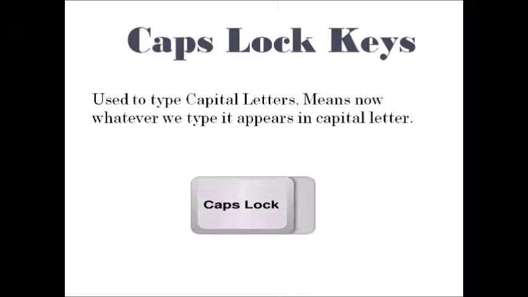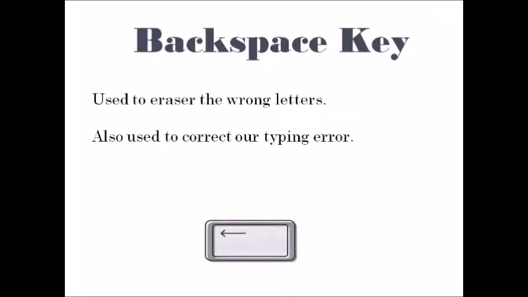Next is the caps lock key. This key is used for typing capital letters. When we press the key, a light turns on at the top right corner of the keyboard, which means the caps lock key is activated. Now whatever we type appears in capital letters. Next, the backspace key. This backspace key is like an eraser, used to erase the letter to the left of the cursor position, and it is also used to correct our typing errors.